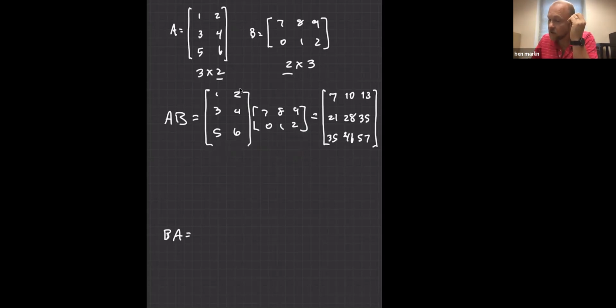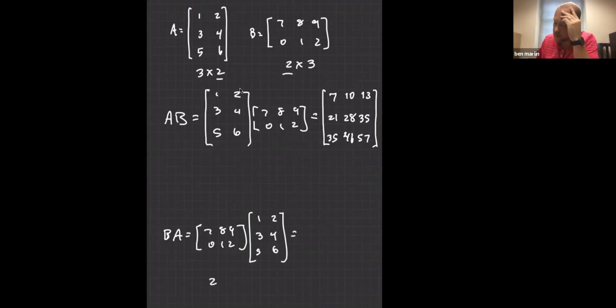So if you want to do BA instead, 7, 8, 9, 0, 1, 2, and then we dot with 1, 2, 3, 4, 5, 6. All right, since that is a 2 rows by 3 columns multiplied by 3 rows by 2 columns, the 3's will cancel, and we will get a 2 by 2 matrix.